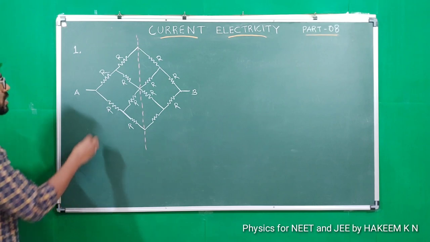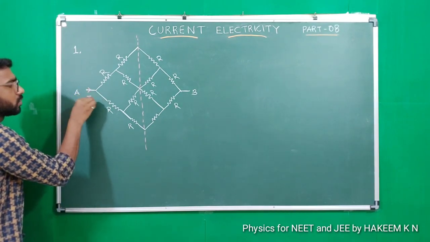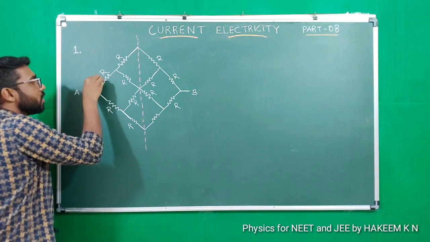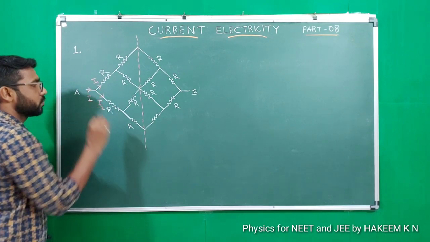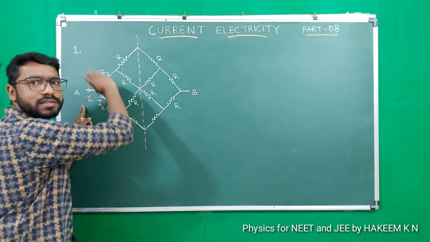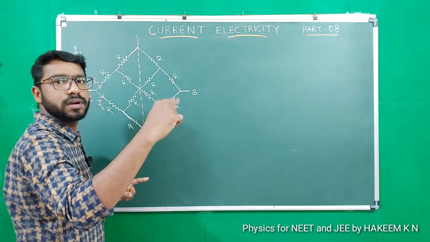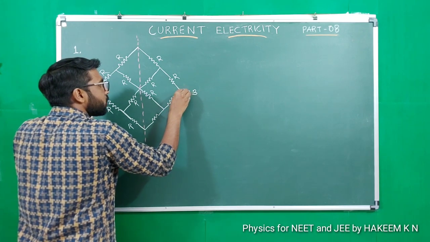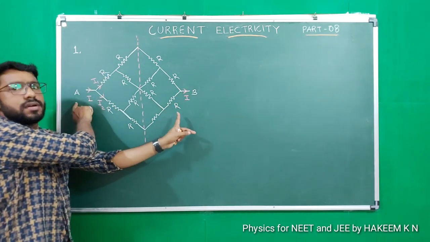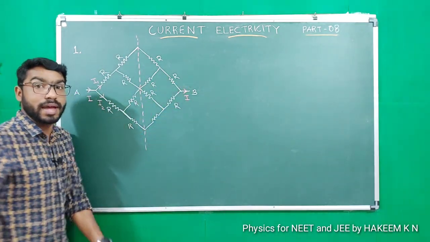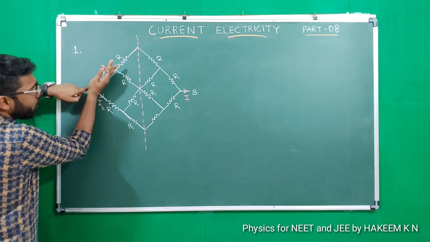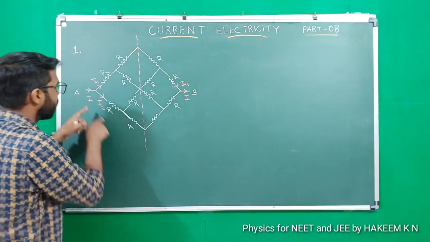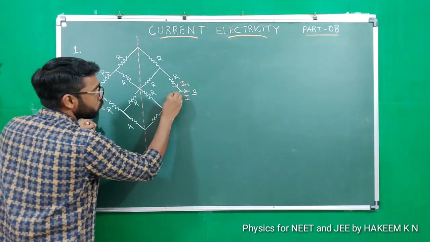Now assume current I enters the network. This current will split into two pieces, I1 and I2. Opposite arms should have the same current. That is the principle we use in mirror symmetry. At B there is current I, as B is the image of A. In this arm I1 is entering, so here I1 should leave. Opposite arm should have the same current, and here I2.